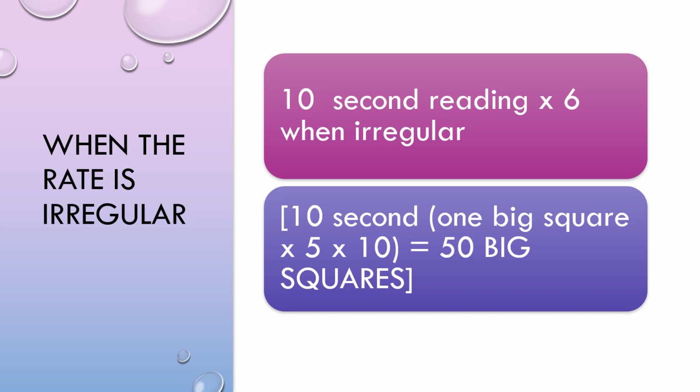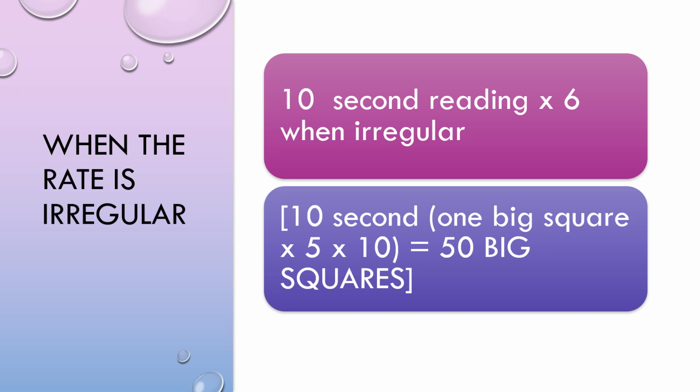It's a 10-second reading. So we can count the number of the R complexes, the QRS complexes or the R peaks, and multiply by 6. But how did we get to the multiplication factor of 6?